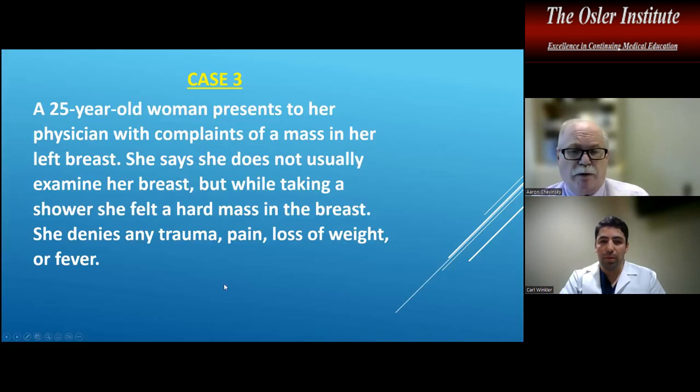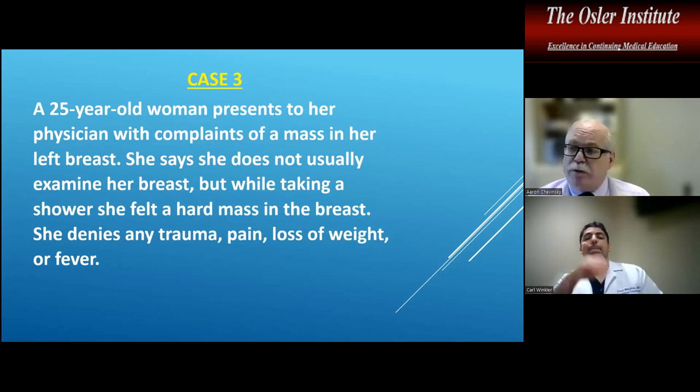So your next patient is a 25-year-old woman who presents to her physician with complaints of a mass in her left breast. She says she doesn't usually examine her breasts, but while taking a shower, she felt a hard mass in the breast. She denies any trauma, pain, weight loss, or fever. Okay. So I would begin with history and physical exam, like every other patient. I would ask her the Gail model questions, try to figure out her baseline risk, and I would physically examine bilateral breasts and axilla.